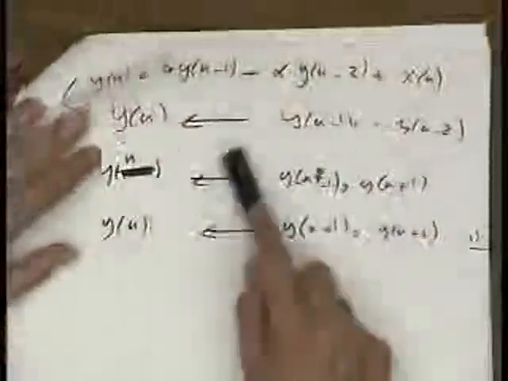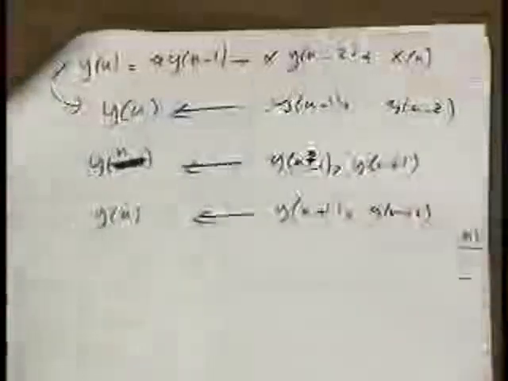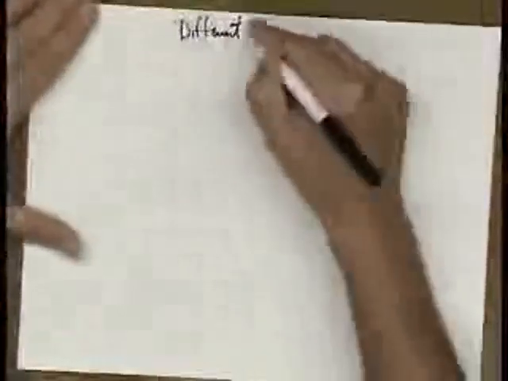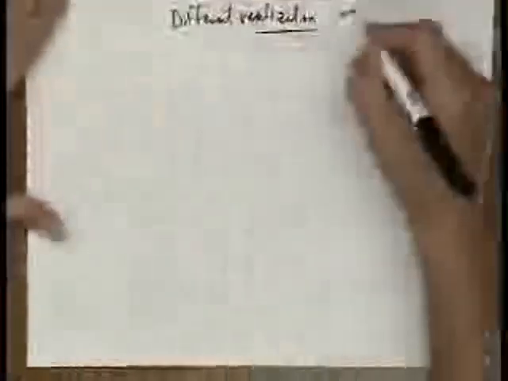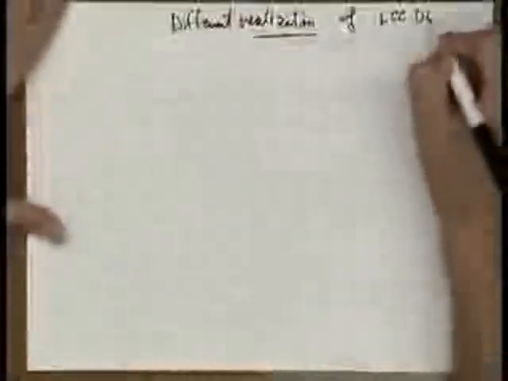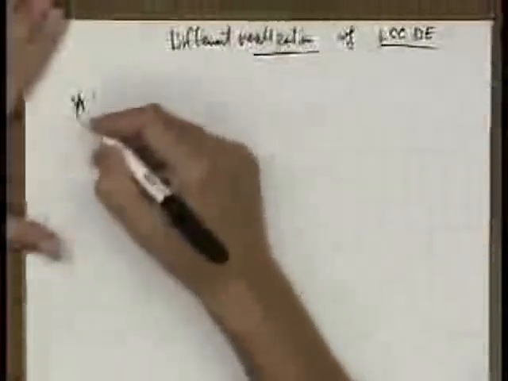I can write y of n as a function of, well, since I ran out of time here, let me now start lecturing here. And so I call it different realizations. It's called realization or sometimes implementation. Implementation is more like whether it's hardware or software, but this is called realization of LCCDEs, linear constant coefficient difference equations.